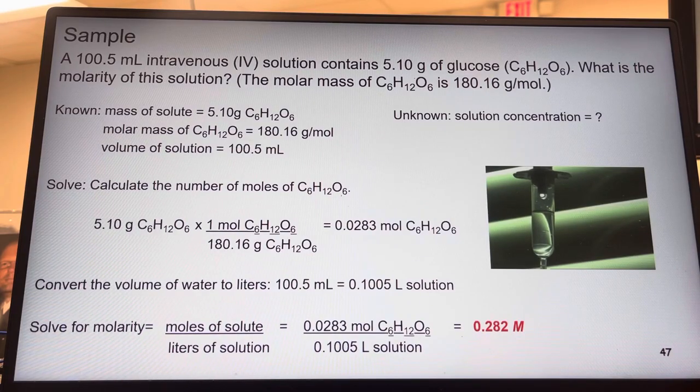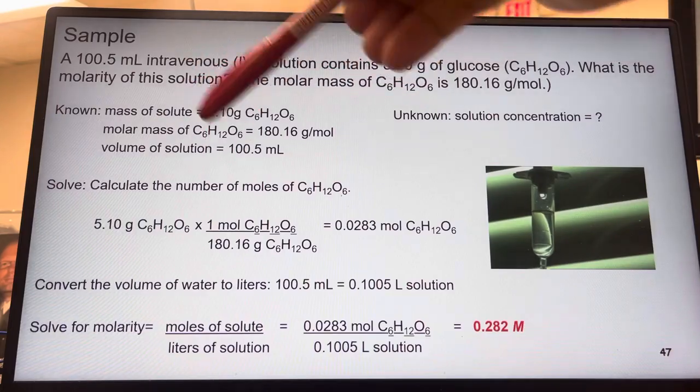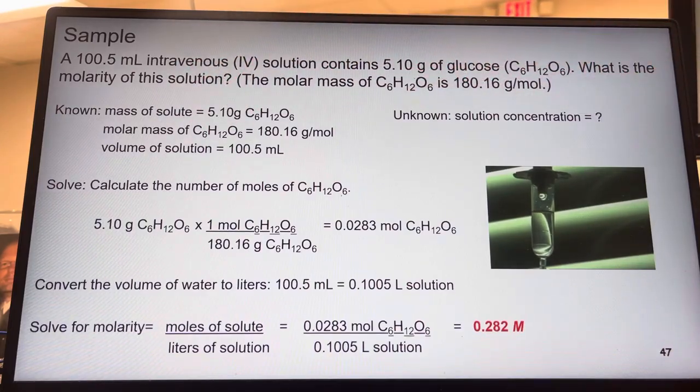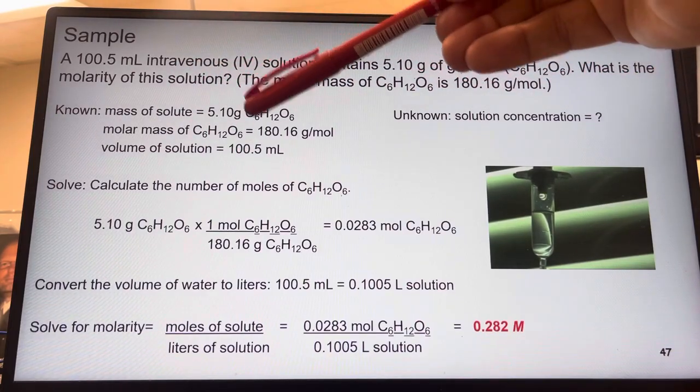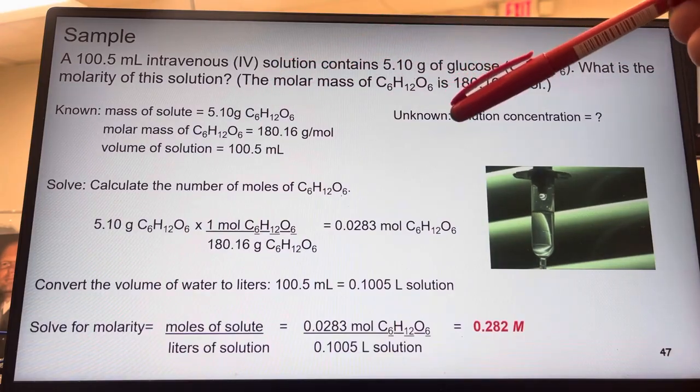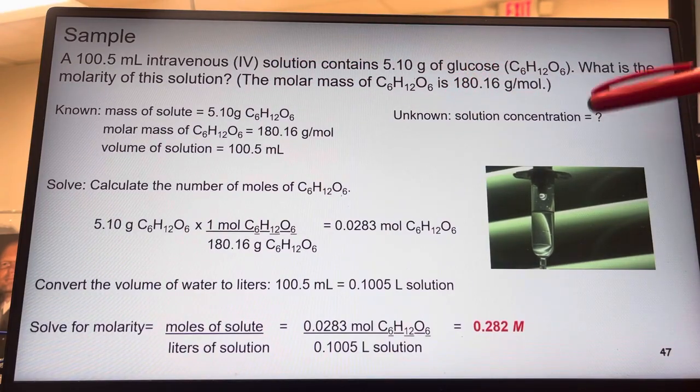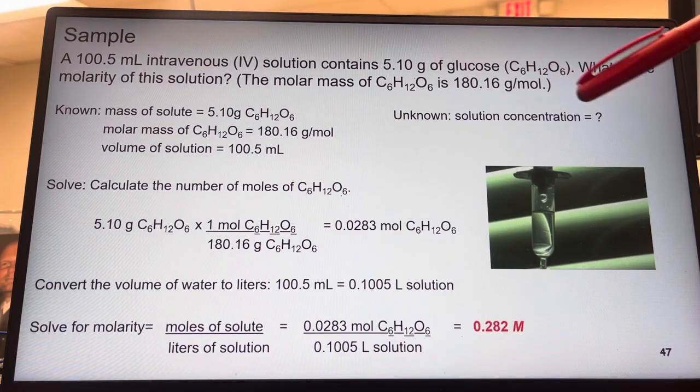It's 180.16 grams per mole, okay. So you have your knowns here, and you have your unknown. So you take this whole word problem and you break it down into these two parts. So now you know you're solving for the concentration. What is the molarity? That's the solution concentration, based upon the notes today that were just defined.